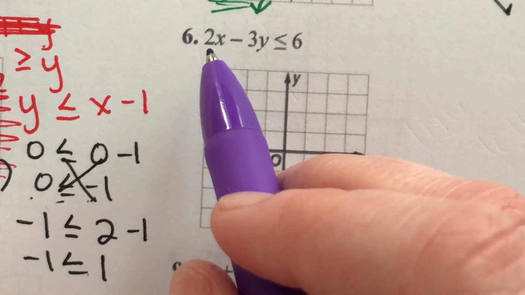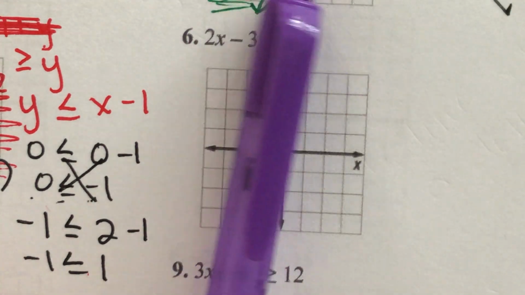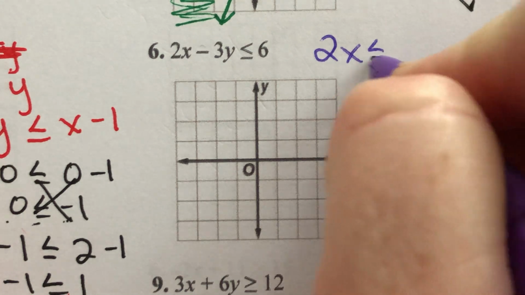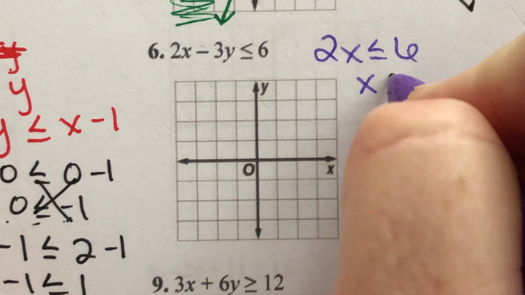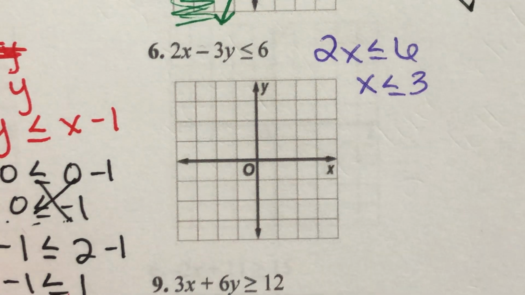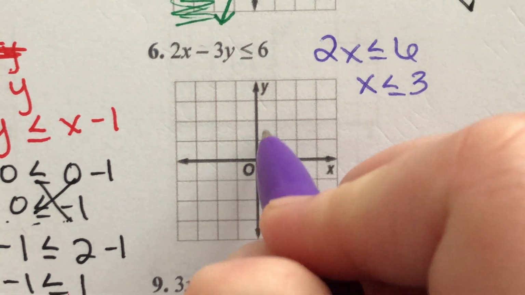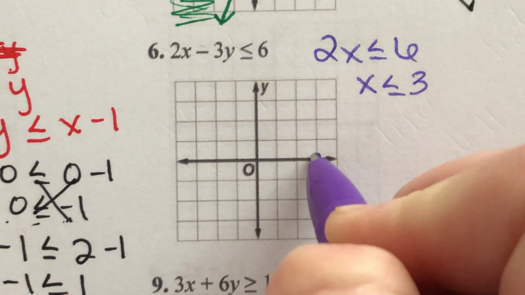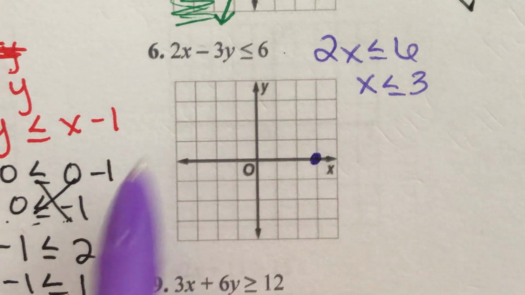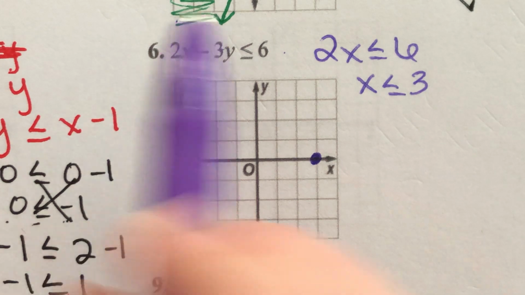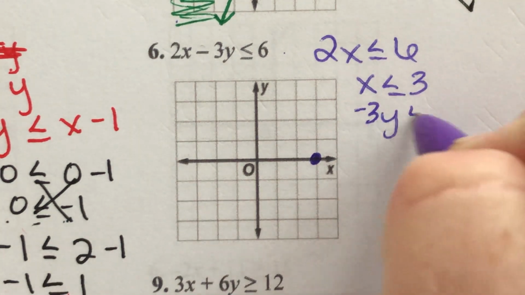So to find the x-intercept, we plug a 0 in for y. So we get 2x is less than or equal to 6, which means x is less than or equal to 3. So my x-intercept is 3. 1, 2, 3. And to find the y-intercept, I'm going to get rid of this guy. Negative 3y is less than or equal to 6.